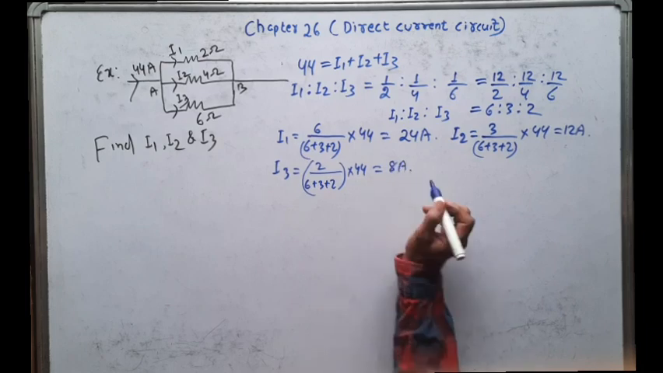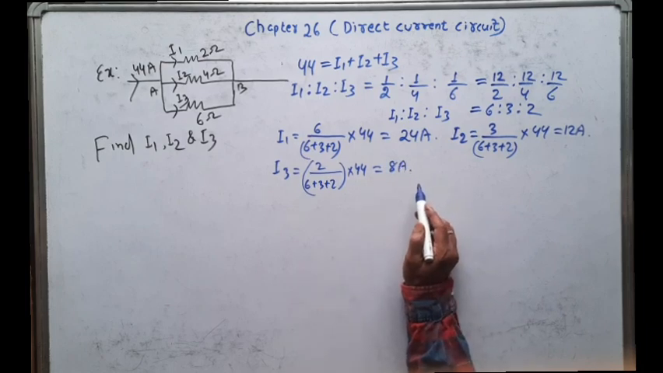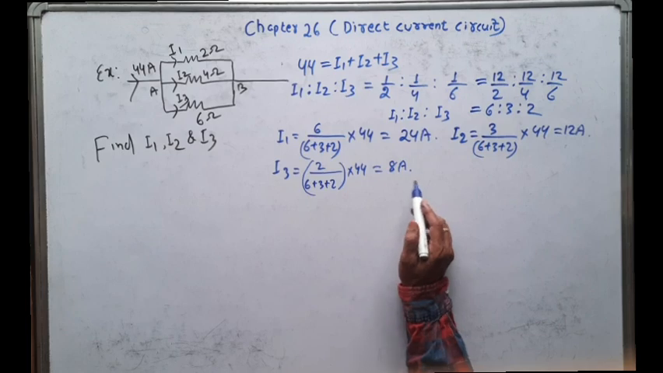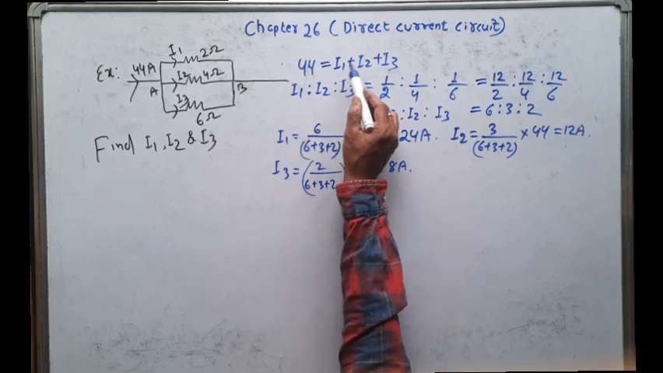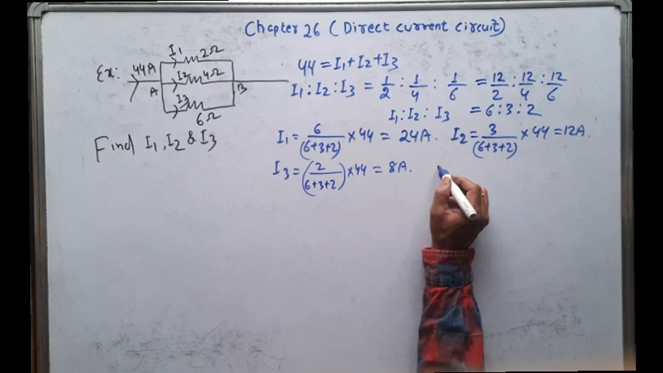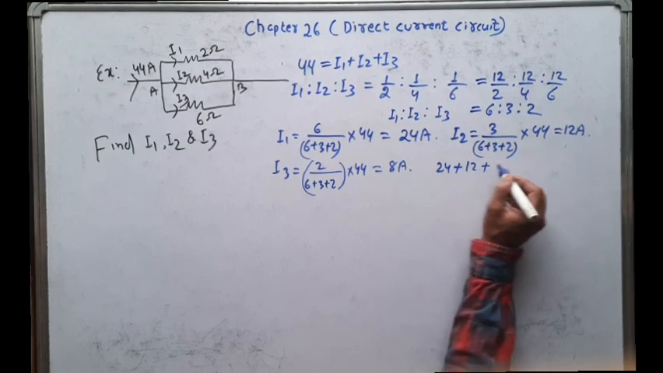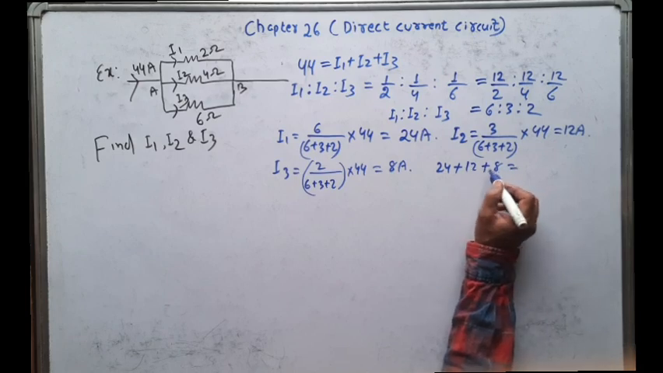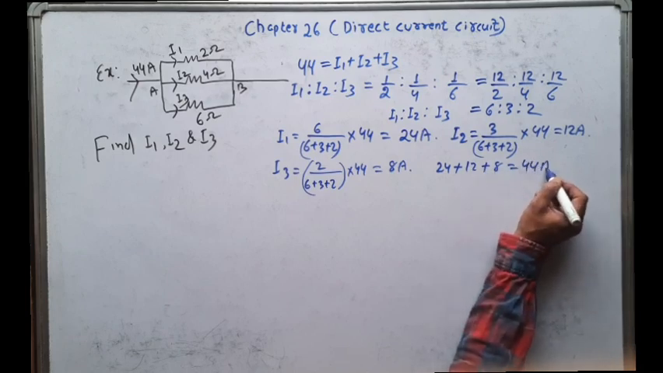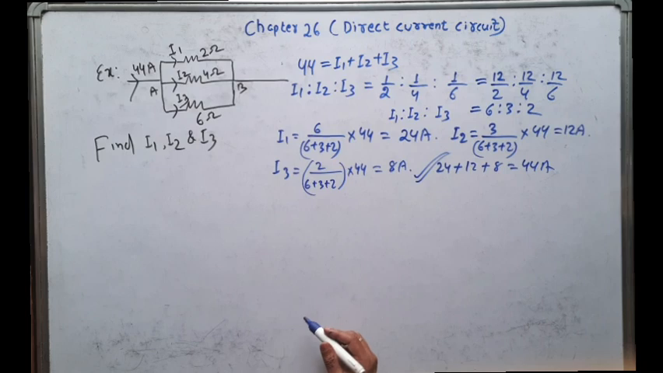So how will you cross check whether your answer is correct or not? The 44 ampere must be equal to I1 plus I2 plus I3. So here I1 is equal to 24, I2 is equal to 12, I3 is equal to 8. So just you add this, and you will get 44 ampere. So this is for cross checking.